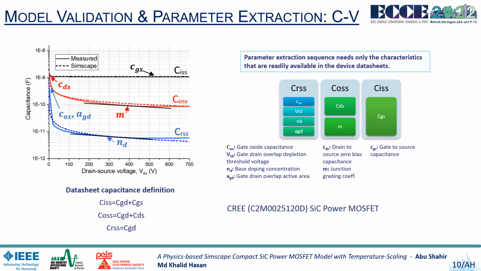The extraction procedure starts with the capacitance parameters. The oxide capacitance COX, the gate drain overlap area AGD, and the body diode emission coefficient ND are extracted from the CRSS curve as shown in the figure, while the drain to source capacitance CDS at zero bias and the junction grading coefficient M are obtained from the COSS curve. Eventually, the gate to source capacitance CGS is extracted from the CISS curve.